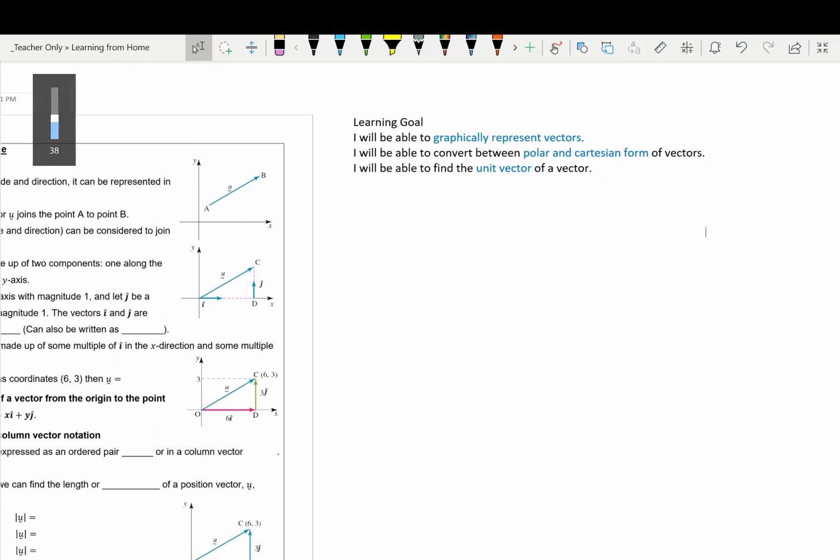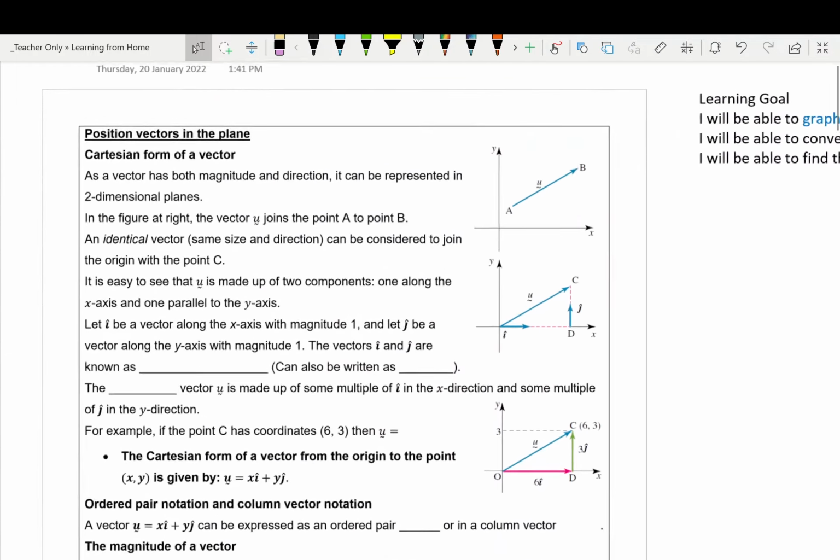Okay, our learning goal for this video is I'll be able to graphically represent vectors, I'll be able to convert between polar and Cartesian form of vectors, and I'll be able to find the unit vector of a vector. So starting with graphically representing vectors.